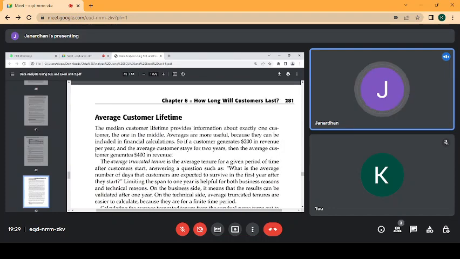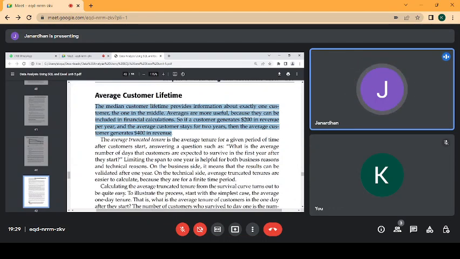Next, average customer lifetime. The median customer lifetime provides information about exactly one customer, the one in the middle. Averages are more useful because they can be included in financial calculations. So if a customer generates $200 in revenue per year and the average customer stays for 2 years, then the average customer generates $400 in revenue.